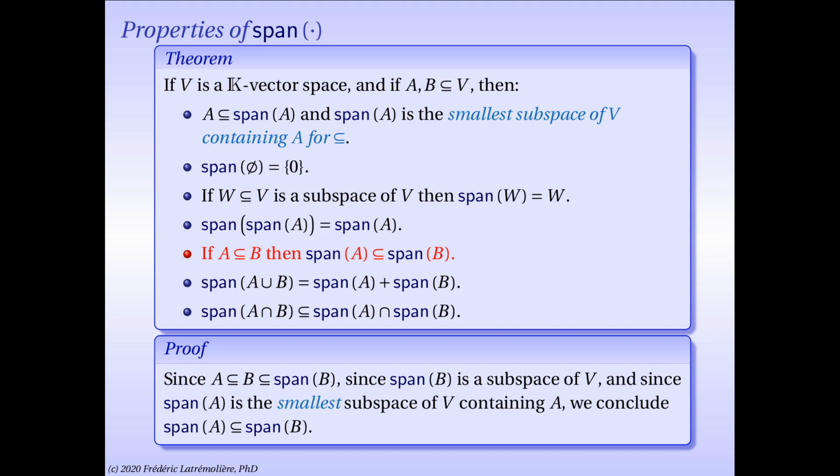So span of B is at once a subspace of V, and it contains A. Therefore, in particular, it must contain the smallest subspace of V containing A, that is the span of A. And that gives us our proof.